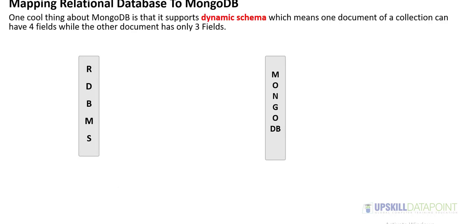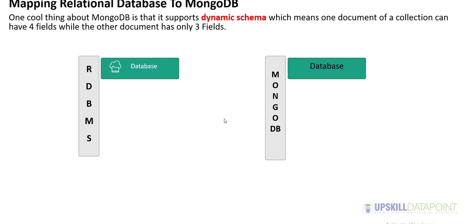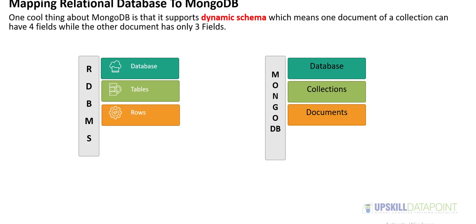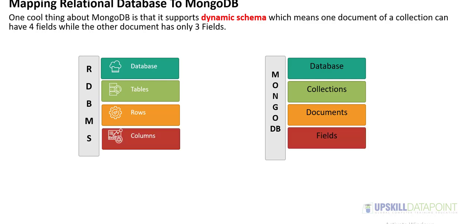Unlike RDBMS, MongoDB supports dynamic schema, which means if we have a document collection of 4 fields, we can have another document consisting of only 3 fields. In RDBMS and MongoDB, we refer to both as a database, but the tables here in MongoDB are referred to as collections, and the rows are called documents. Columns in an RDBMS are referred to as fields in MongoDB.